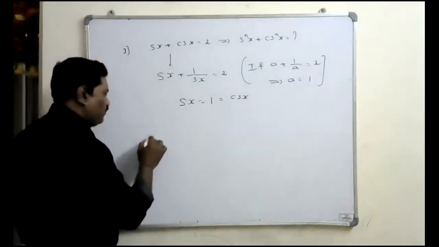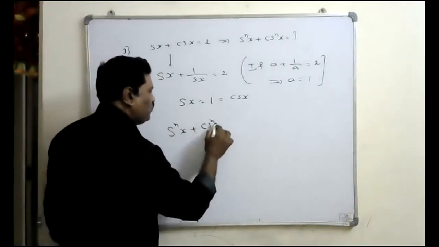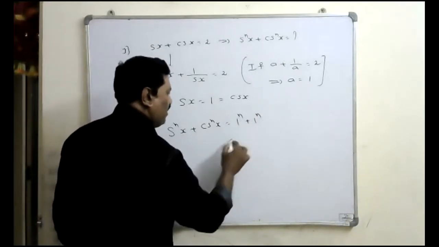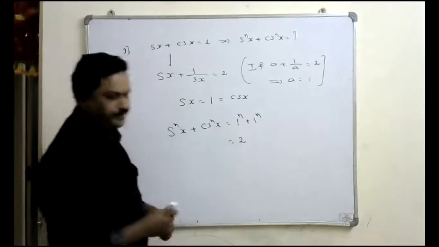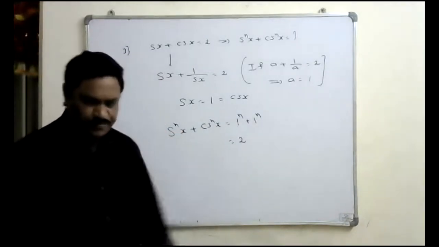So therefore, sin power n x plus cosecant power n x we have to find. It is 1 power n plus 1 power n, that is also 2. So whatever may be the power, this value will also be 2. Take that.